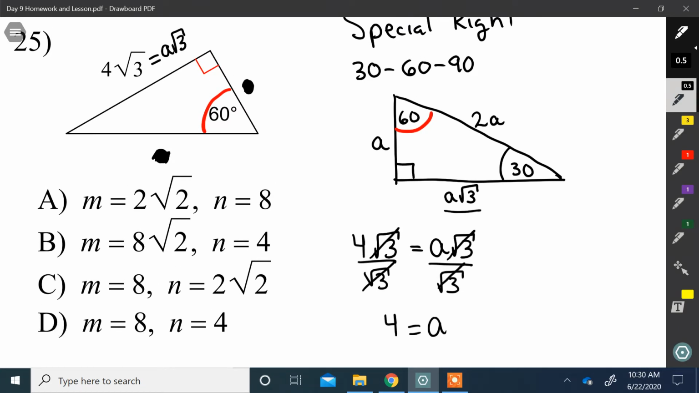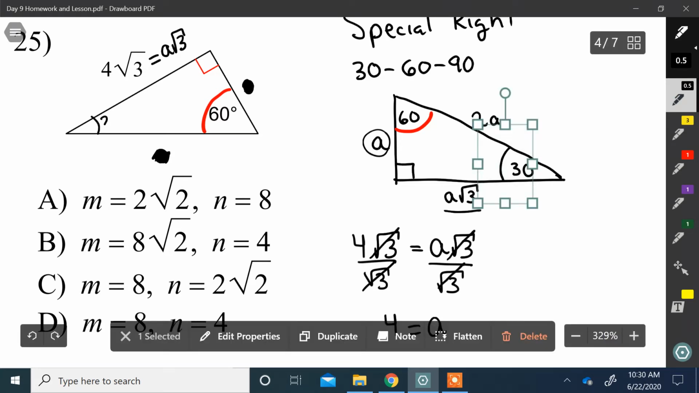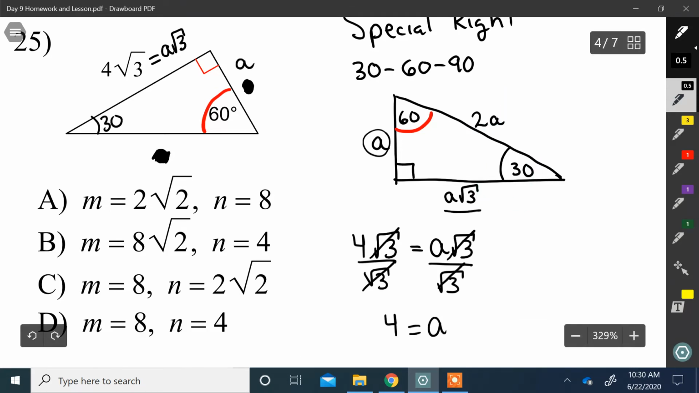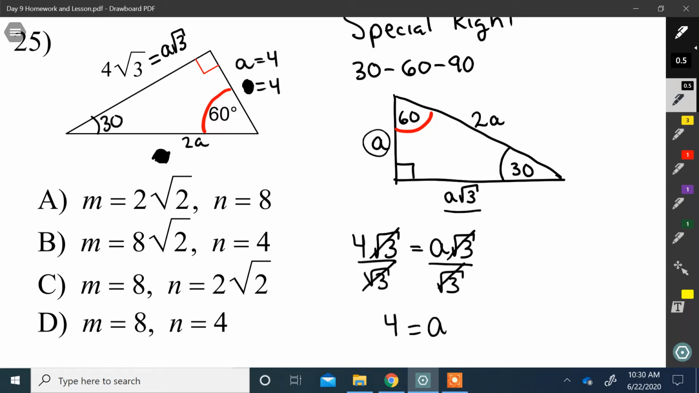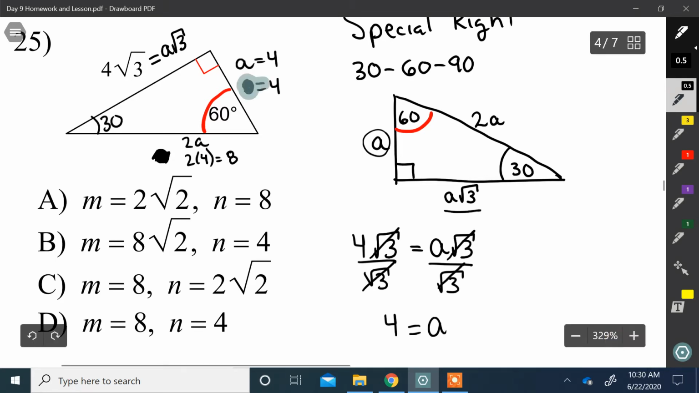Now let's label the sides. This is A right here, the one in front. Remember, this is 30. This means that this is A as well. Well, we already know A is 4, so this is 4. This right here, the hypotenuse, is 2A. A is 4, so 2 times 4 will be 8. So I found what I needed: n is equal to 4 and m is equal to 8.